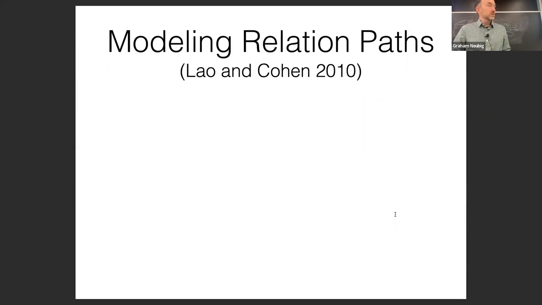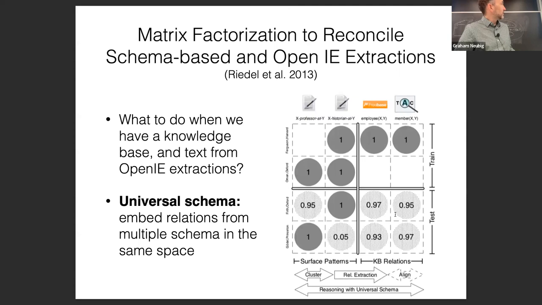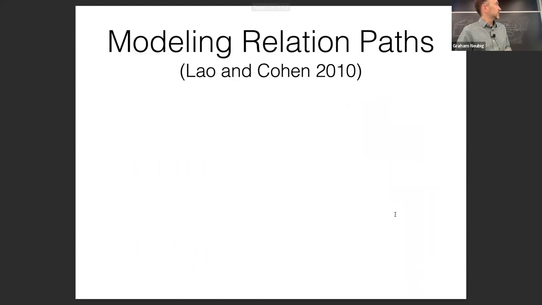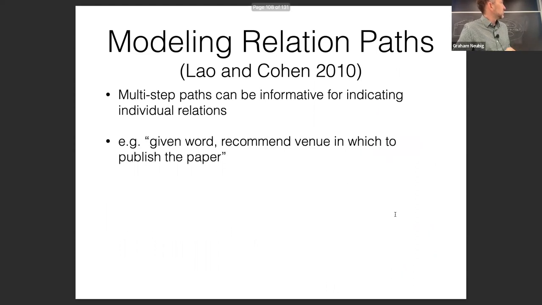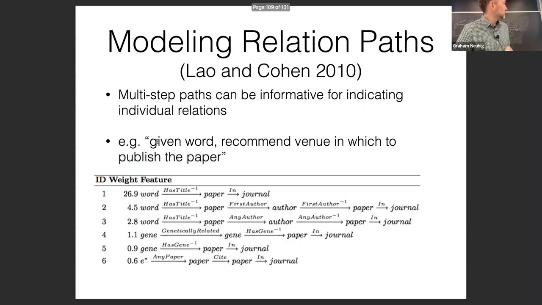Okay. So another thing is, talking about just expressing everything as a tensor, but I also talked about transitive relations. So it's like, child and child becomes grandchild. And so multi-step paths can be informative for indicating individual relations. So this is a nice paper that discusses this prediction. And the example they use is something very near and dear to our hearts, research papers.